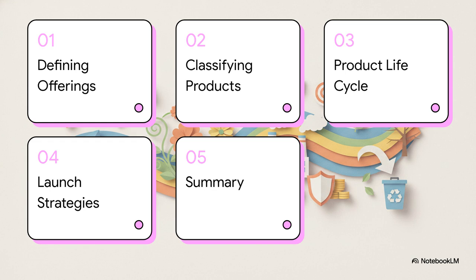Here's our quick roadmap for today's explainer. We'll start off by defining the market offering, then move on to classifying durability and tangibility. After that, we'll map out the actual product lifecycle, dig into introduction stage launch strategies, and finally, we'll wrap up with a knowledge check and a summary.